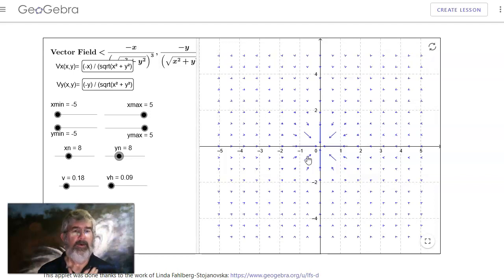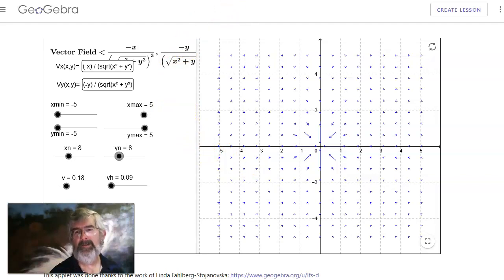Is this also a gradient field of some potential function? I haven't used the word potential function before now, but we will talk more about potential functions in the next video. And the answer is yes, although it's not immediately obvious.